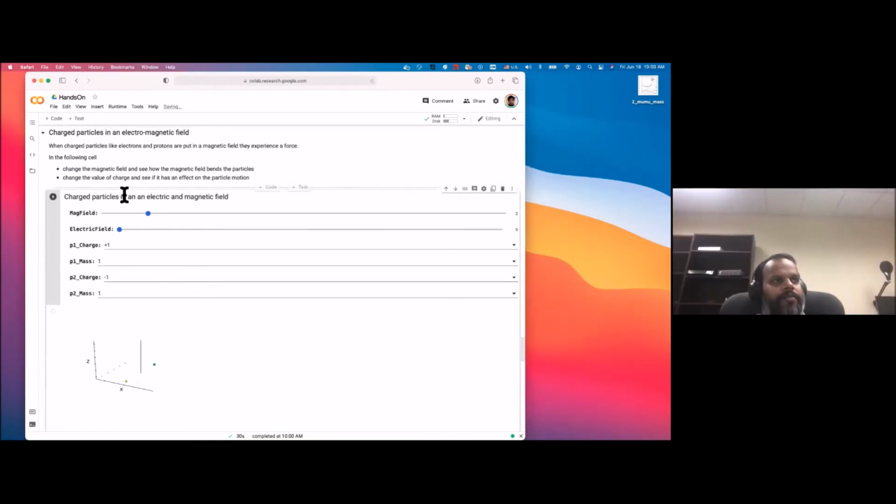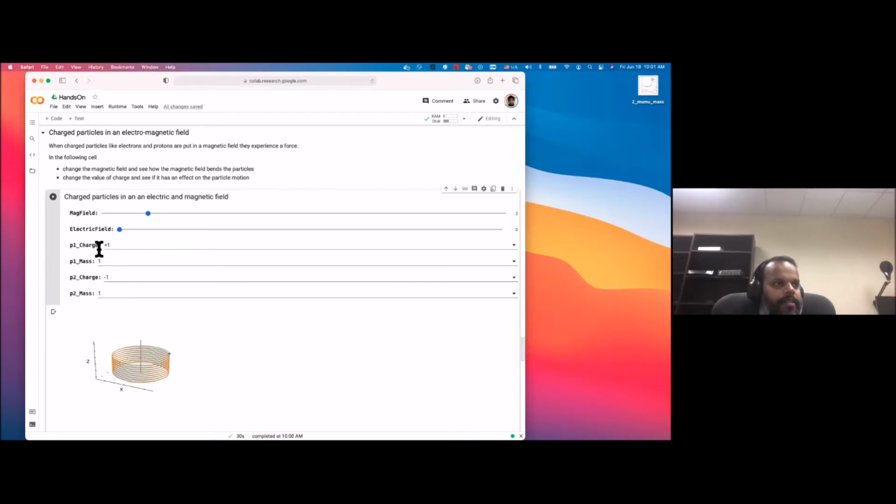So I now chose a magnetic field of 2 units and an electric field of 0 units, and I put one particle as a positive particle and the other as a negative particle. These two particles have exactly the same mass, 1 unit each, and there's only one difference: they have opposite charges. An example of these kinds of particles is an electron and its antiparticle, the positron. The only difference between an electron and a positron is that their charges are different, everything else is the same, okay? Now I put them in the magnetic field.